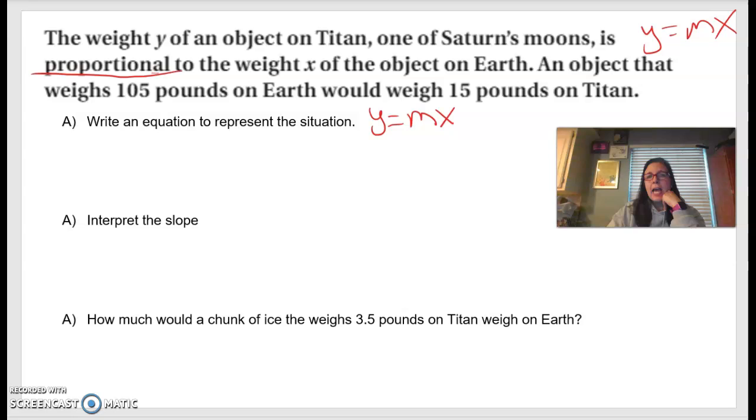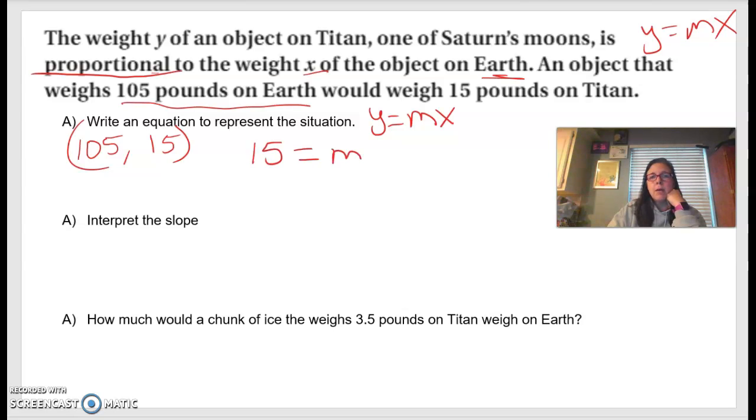So the weight on Earth is x, so that is our x coordinate. Here are our 2 points, 105 and 15, because 15 is our y. And then we just plug it in to find our slope. So 15 equals m times 105. Then we're going to divide by 105. We're just solving for m.